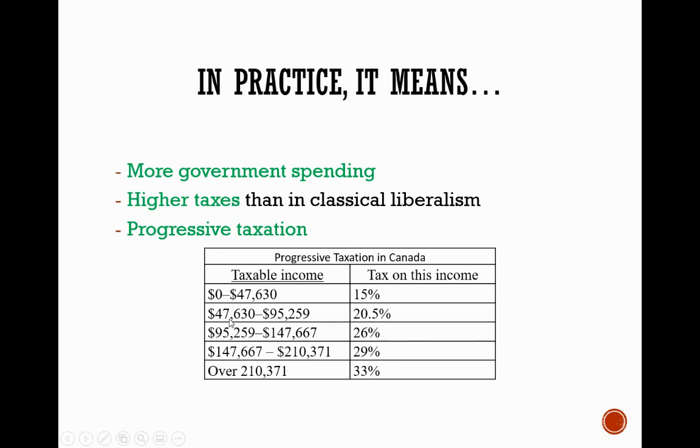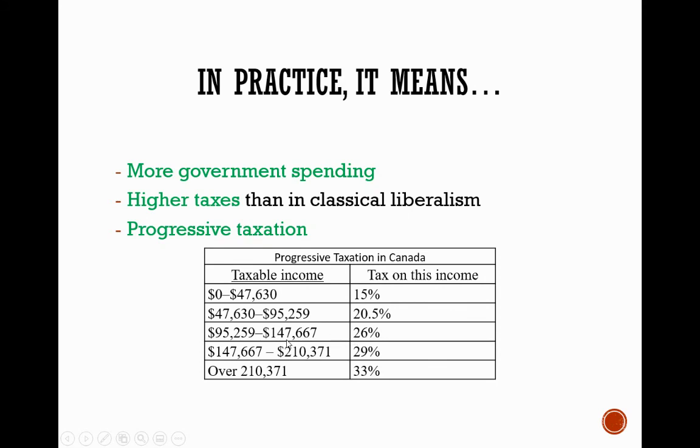And so all the money that you make that is more than $47,630, all the way up to $95,259, that money is going to be taxed at 20%. But if you make more money than that even, well, that extra money is going to be taxed at 26%.